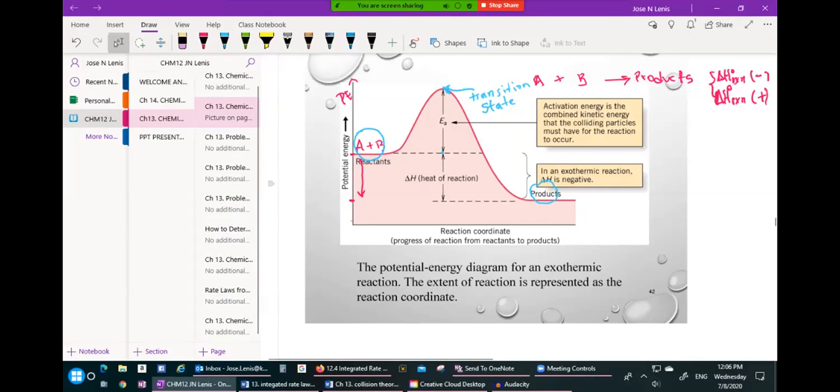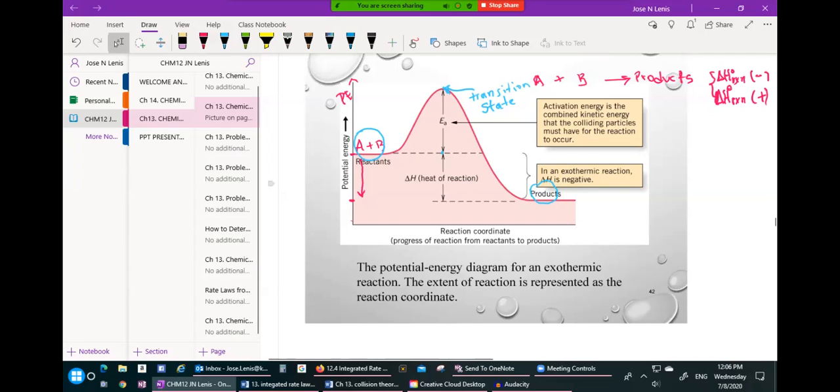The faster they move, the chances of good collisions will increase. They move faster, so they start vibrating also until they reach this transition state, until they reach this position.